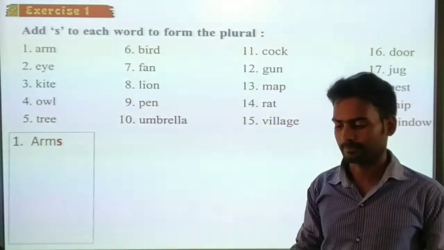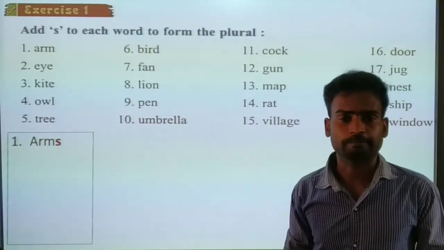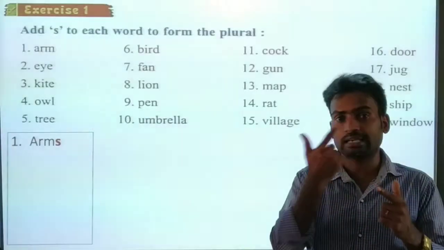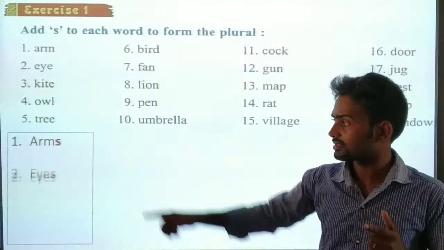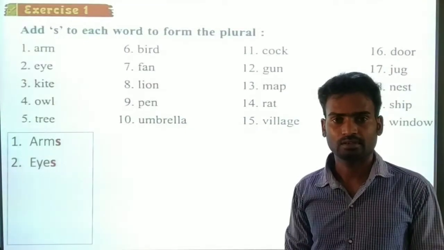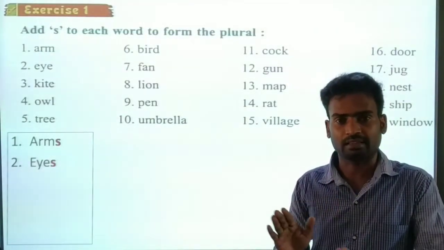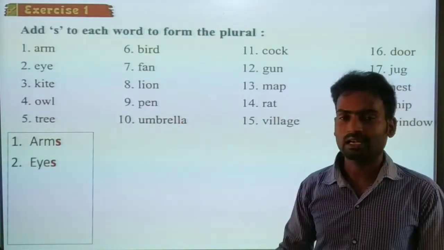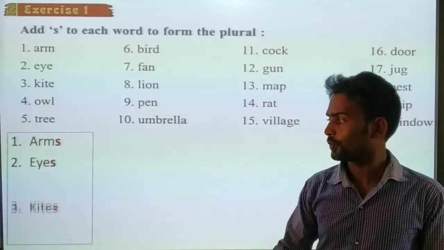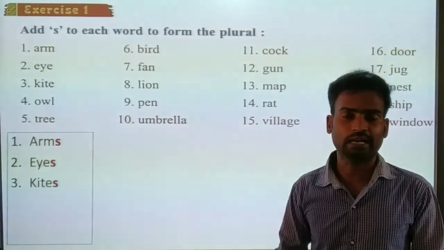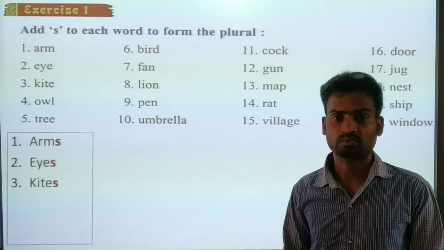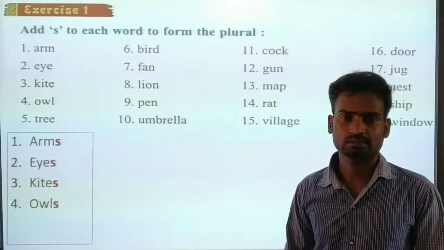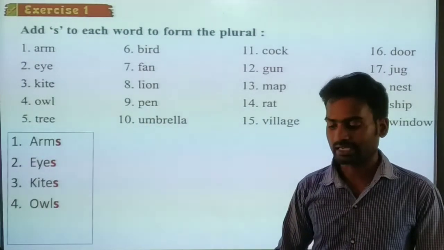Simple. Very easy. Right? The next one, eye. Eye means only one eye. To say both eyes, we have to add S to the word. We don't remove anything. We simply add S to the word. Right? The next one, kite. To make it plural, we add S: kites. The next one, vowel. Vowels. We add S. The next one, tree.